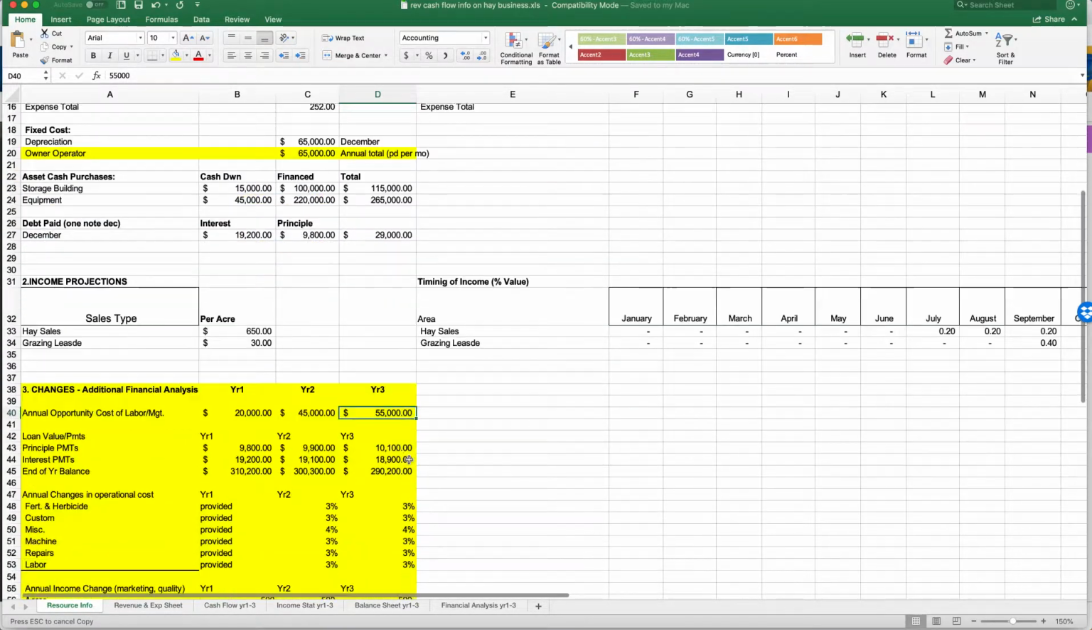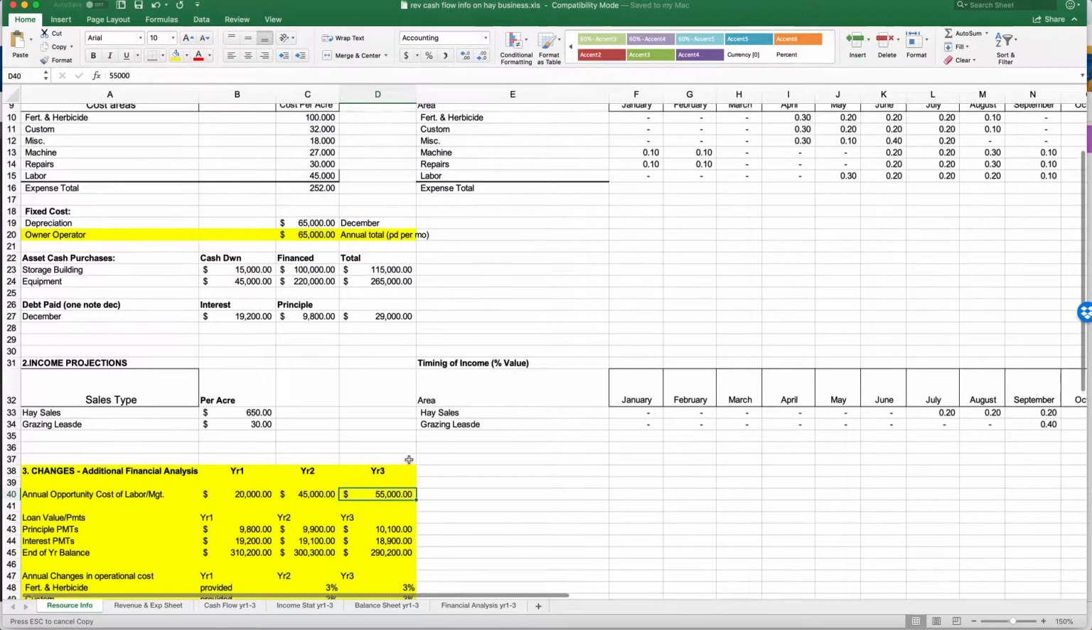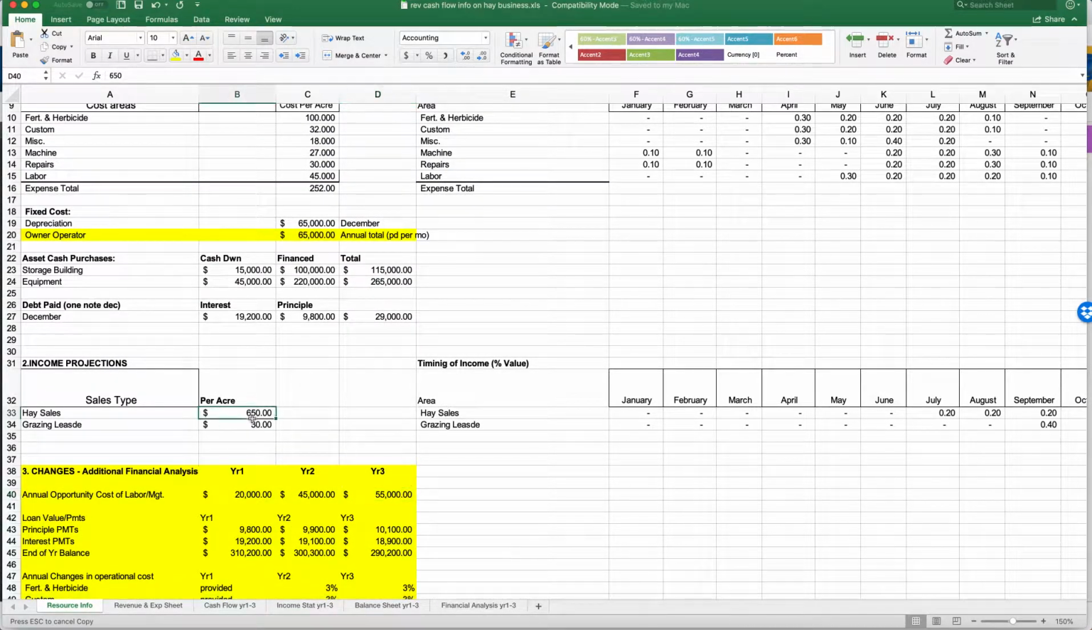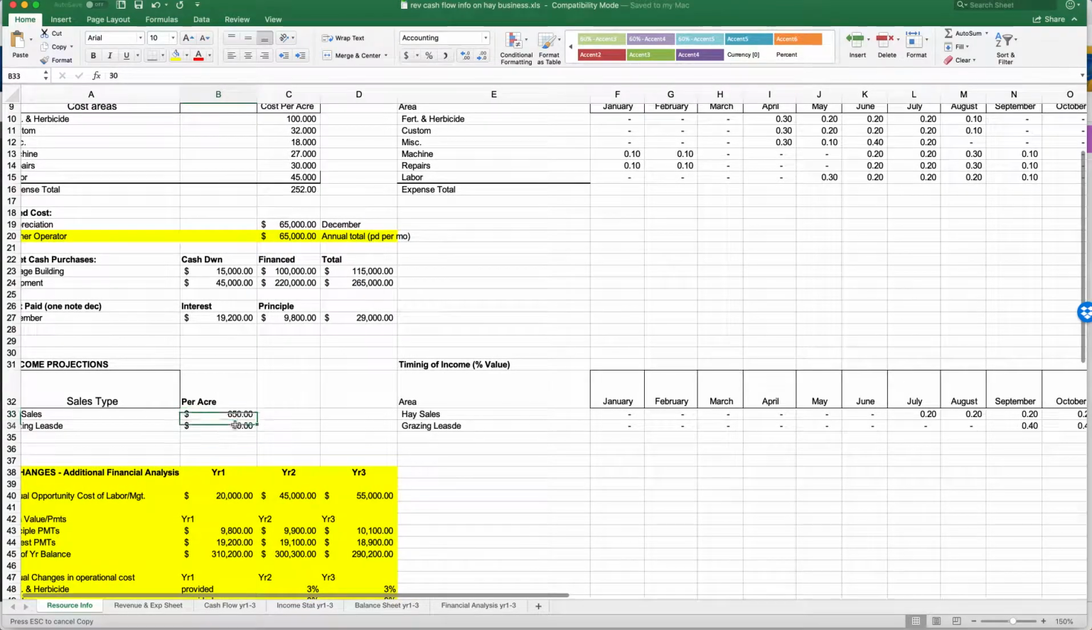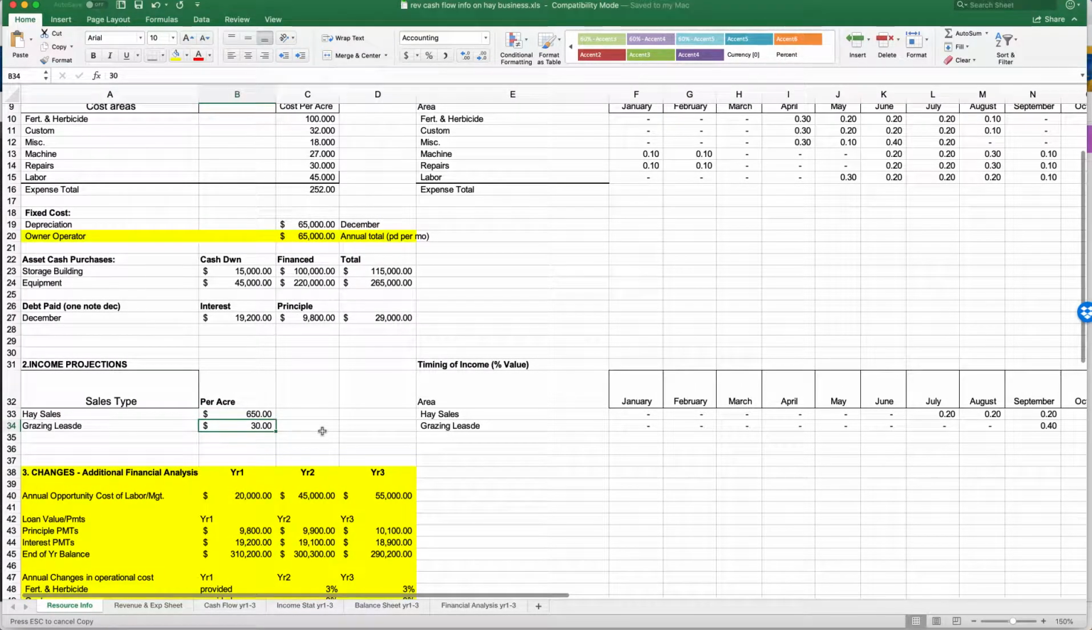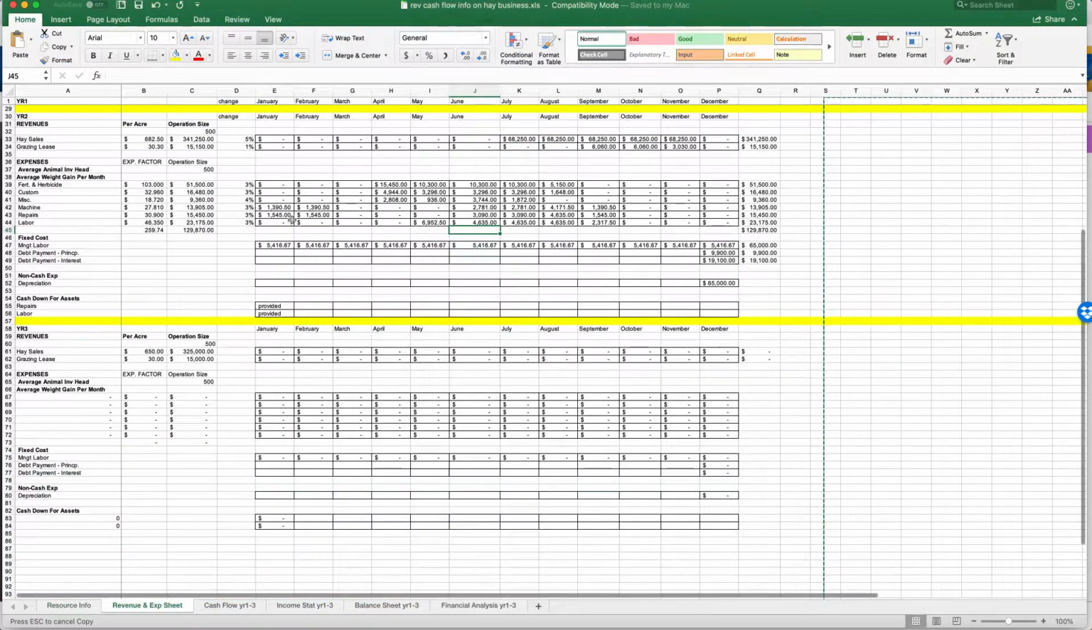All right, so there's your resource page. Just a few changes, otherwise it's the same deal. It's 500 acres, and we're looking at making $6.50 an acre starting out on our hay sales and $30 an acre on grazing lease. All right, next sheet, revenue and expense sheet.